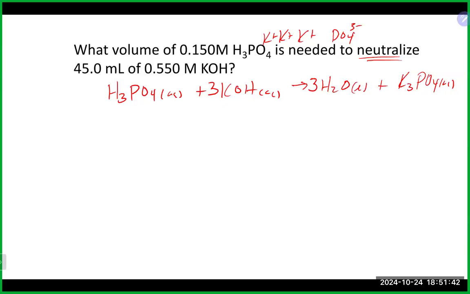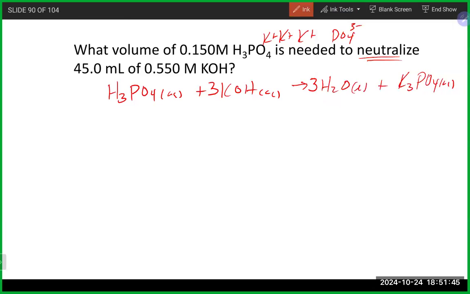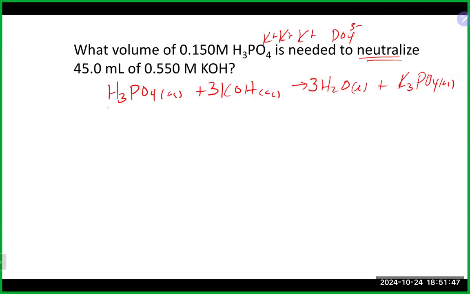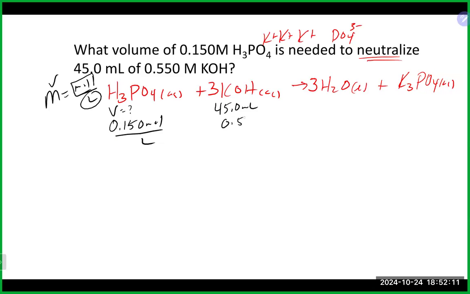All right, now that we have the equation and it's balanced, we want to see what we got going on here. In this case, we're looking for the volume of this guy, and we do have its molarity of 0.15 moles per liter. Since we are looking for the volume, much like the last one, we are eventually going to need to get to the moles of that guy to be able to solve for it. For the KOH, we have the volume and we have the molarity. So in this case, this is really the only thing that we could get to moles of, and it's not a limiting reagent problem, just a basic stoichiometry problem.